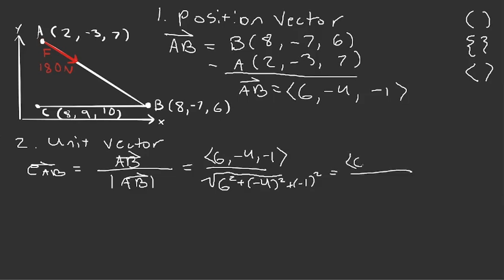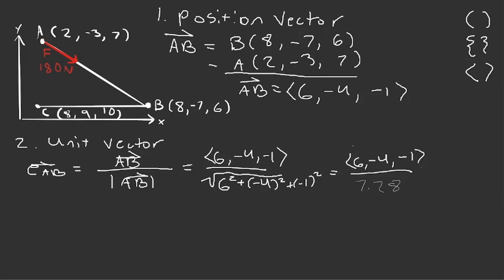And that is going to be, I'm going to have to get out my calculator. Okay. 36 plus 16 plus 1, square rooted. That's going to be about 7.28, pretty sure.